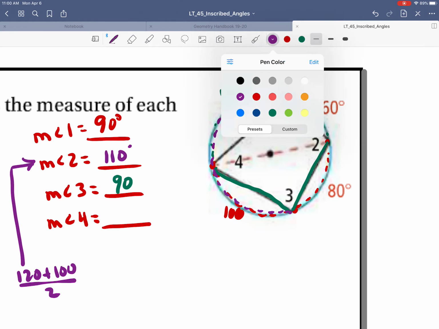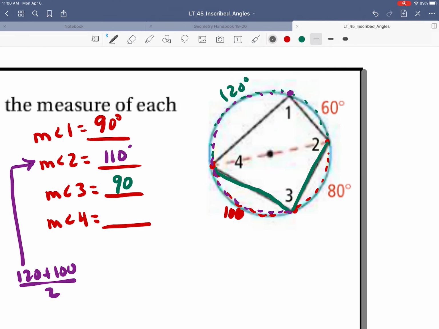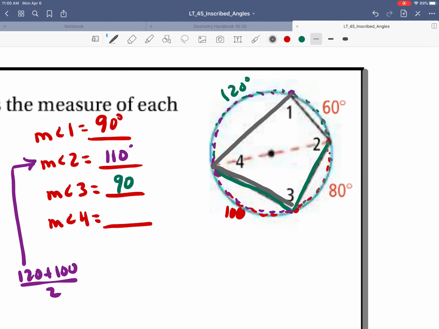Angle 4 is here. It opens up to 60 plus 80. So 140 divided by 2, we get 70. So there are the angles. You can notice that opposite angles, 1 and 3, are in fact supplementary, and 2 and 4 are in fact supplementary.